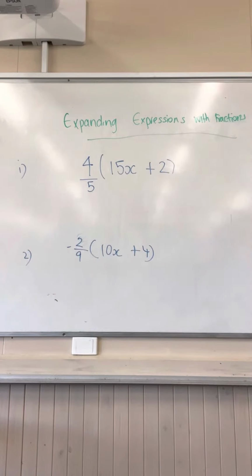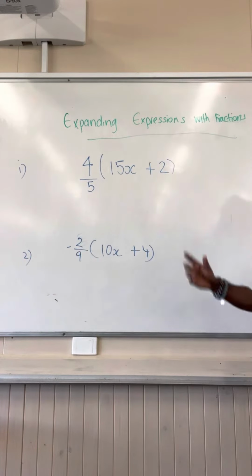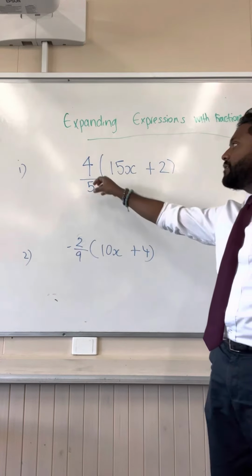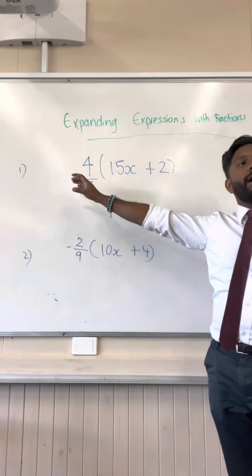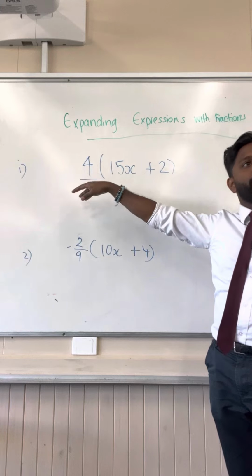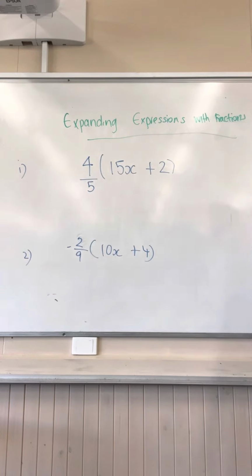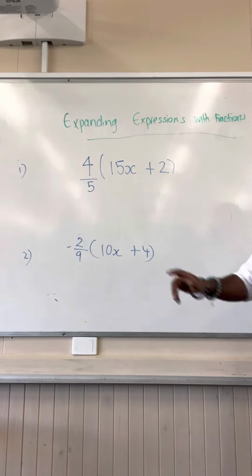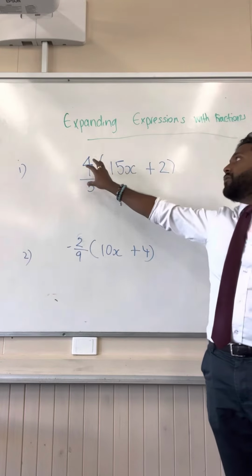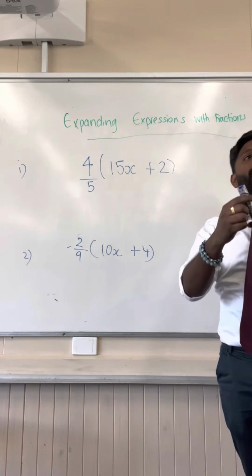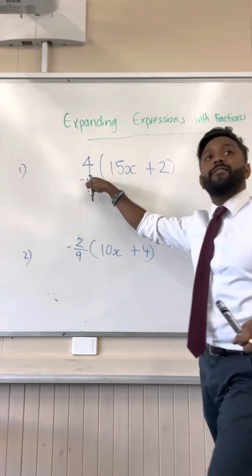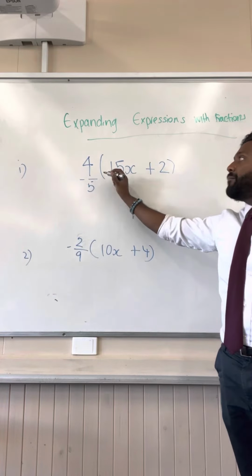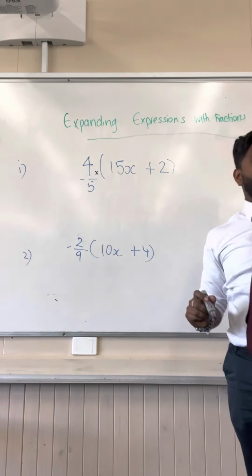You're dealing with expanding expressions with fractions. It's the same concept. Whatever you're going to have on the outside, what's happening, Alyssa, with this fraction? What are you going to do with everything on the inside? You're going to divide it all by 5. Yeah, but what's this timesing it? Well done. Because between this fraction and the bracket, there's actually a multiplication.